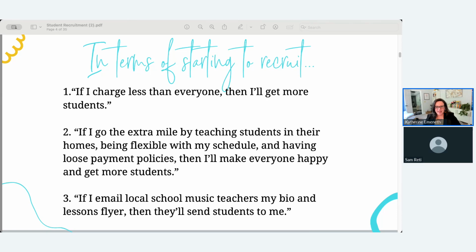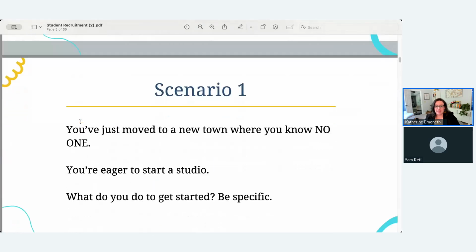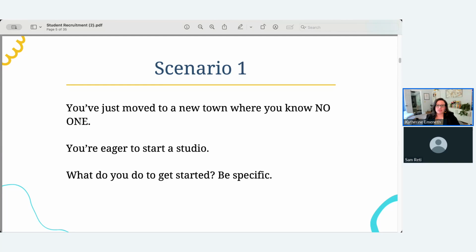Awesome. Okay. So all of these things are things that many musicians and music teachers have thought at moments in time. We've worked with a ton of different music teachers, and I can tell you that these are all very common things that we go to in order to recruit, to try to make ourselves look more attractive.